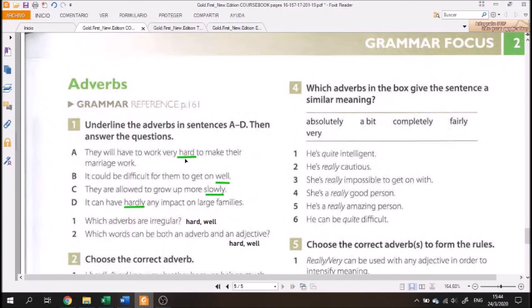To work very hard. To make something with difficulty, right? Hard, with difficulty. But what about hardly? It can have hardly any impact on our family. Hardly means not a large amount. It can have hardly any impact on our family, meaning not much impact. Okay.